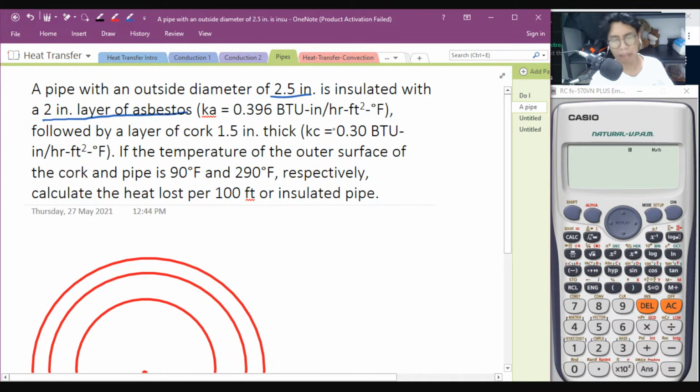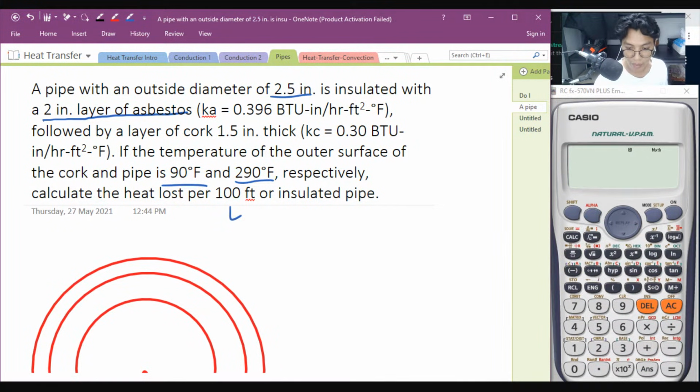Ako, nakakalito. English unit. Ang haba ng conversion. Followed by a layer of cork which is 1.5 inch thick. And that is 0.3 BTU inch per hour feet squared degree Fahrenheit. If the temperature of the outer surface of the cork and pipe is 90 degrees Fahrenheit, the cork and the pipe, okay, and 290 degrees Fahrenheit, ito yung sa cork, ito yung sa pipe. Respectively, calculate the heat loss per 100 feet. Per 100 feet, ibig sabihin, this is the length of the insulated pipe.